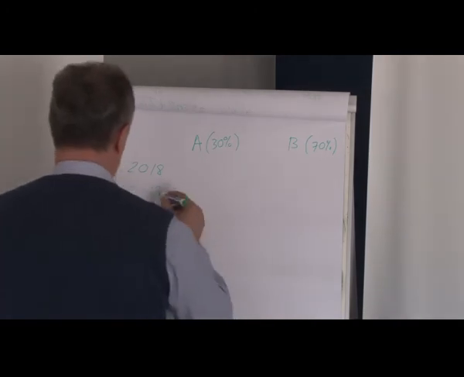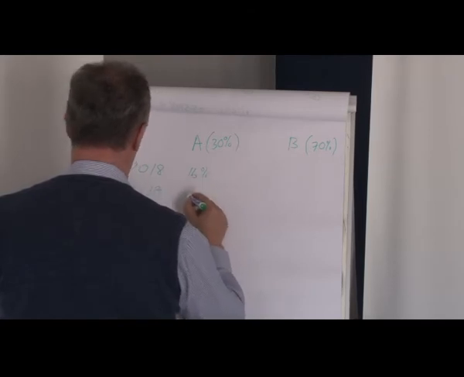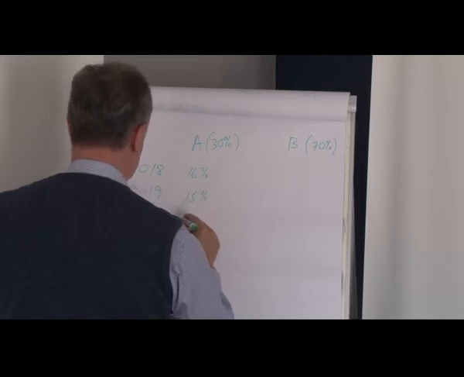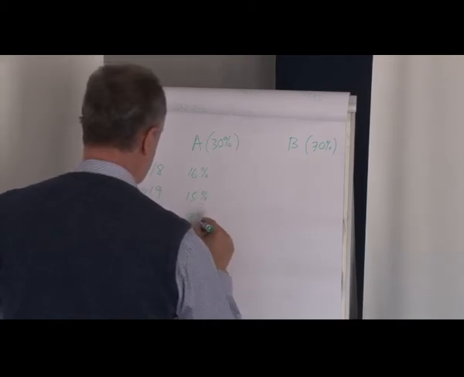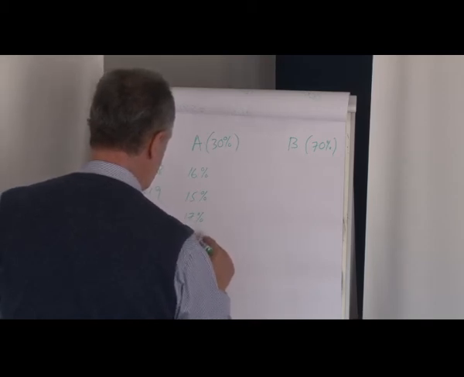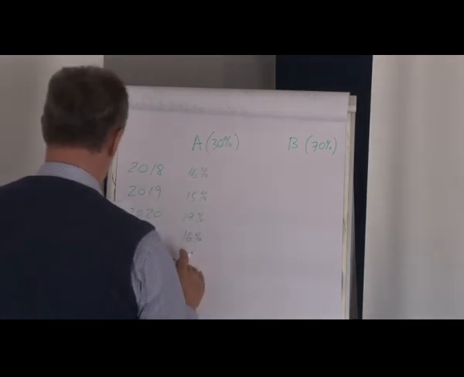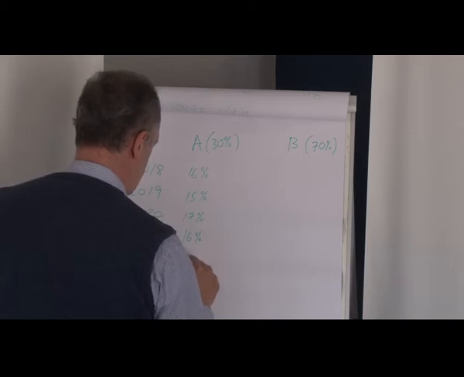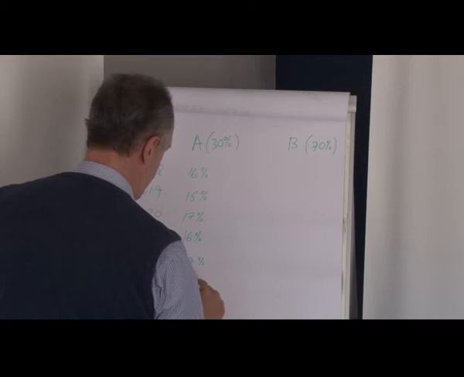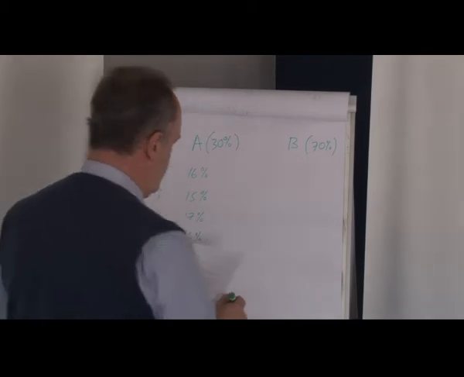For property A, you get an expected 16% return, an expected 15% return for 2019, an expected 17% return, and 16%. These are the expected returns on this property as an investment for the year. For property B, the expectations are as follows.